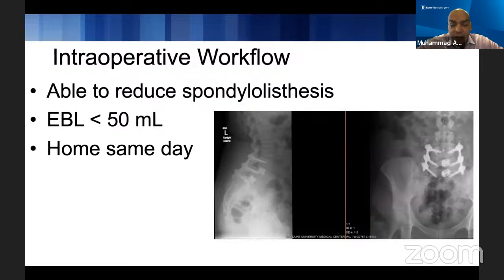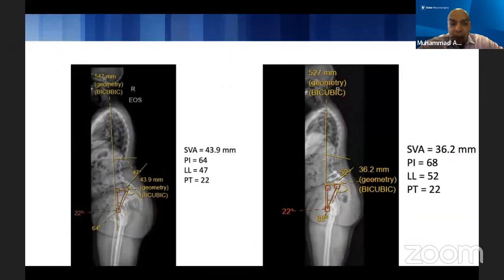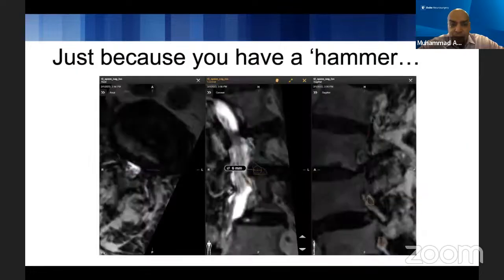This is a percutaneous surgery, so minimal blood loss. And we can get a 2-level T-lift to go home the same day. And then we don't ignore the spinal pelvic parameters. We make sure that we've done well by her spinal pelvic parameters as well.